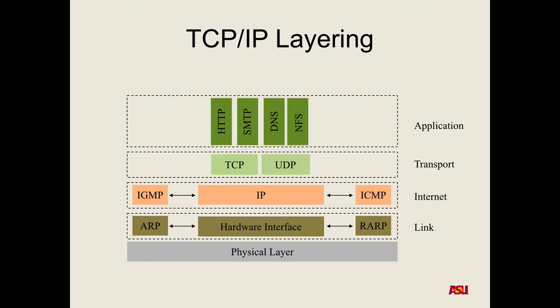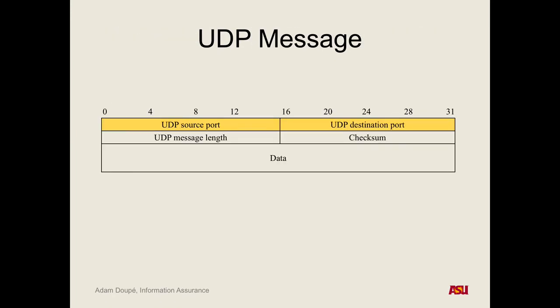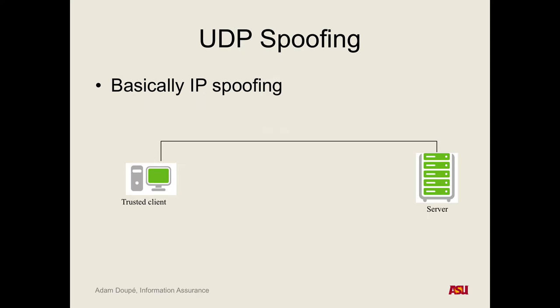Now we have looked at UDP, and what we saw and talked about with UDP is that UDP is simply a very thin layer on top of IP. So it does not provide any additional delivery guarantees, any other types of security mechanisms. We already discussed this.